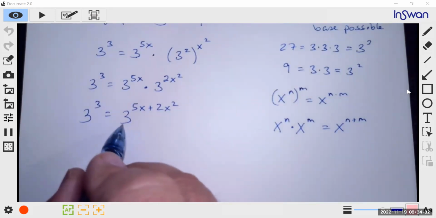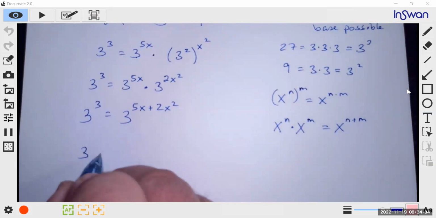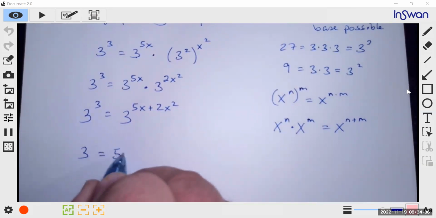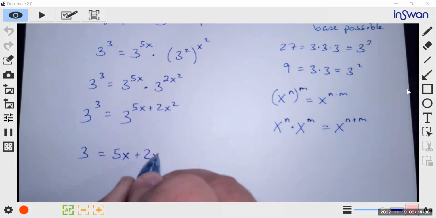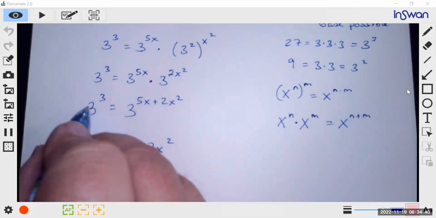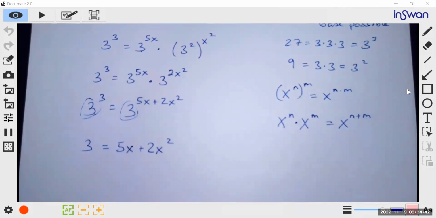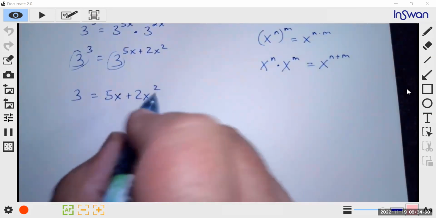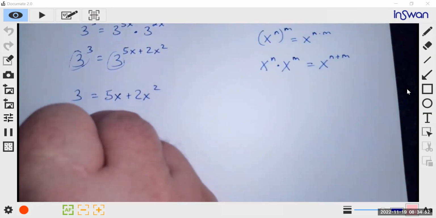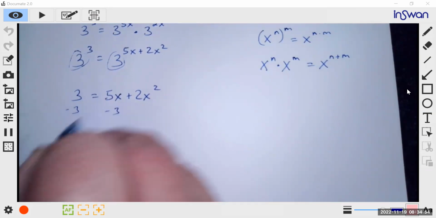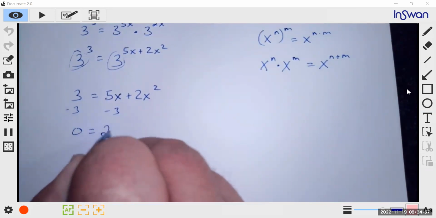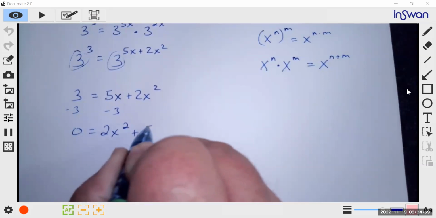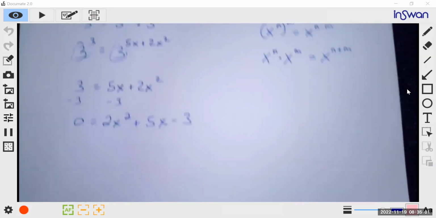Since the bases are the same, we just have to worry about the exponents. The base exponent equivalency. Since it's quadratic, we have to set it equal to 0. So subtract 3. So we get 0 equals 2x squared plus 5x minus 3.